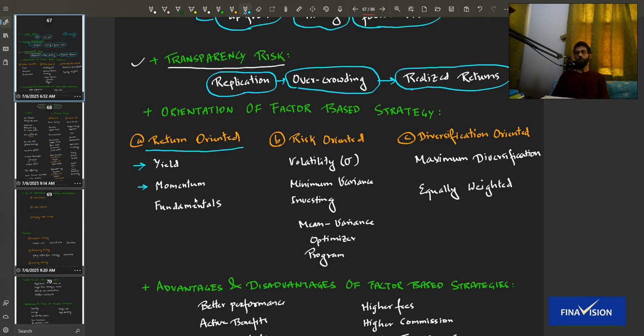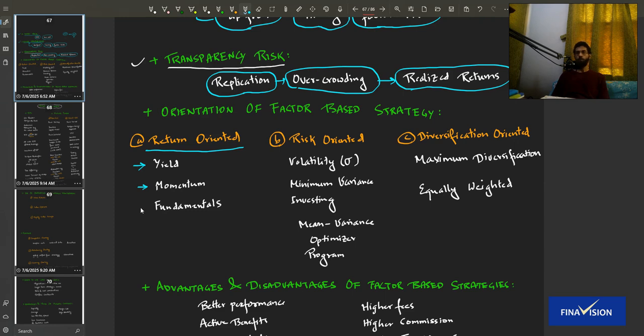In terms of momentum, the factor can be what has been the return in past 6 months or 12 months. Now, this portfolio, if it is having a negative sensitivity to the momentum factor, that portfolio will be called a contrarian portfolio, right? And a positive sensitivity means it is following the momentum strategy itself.